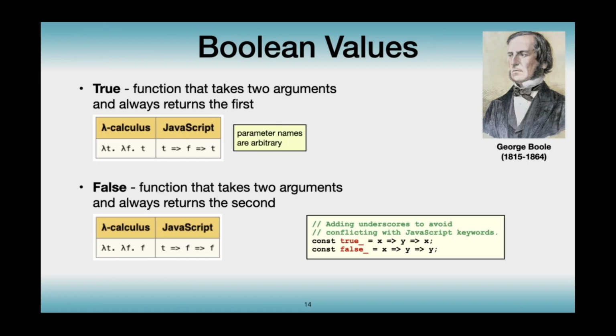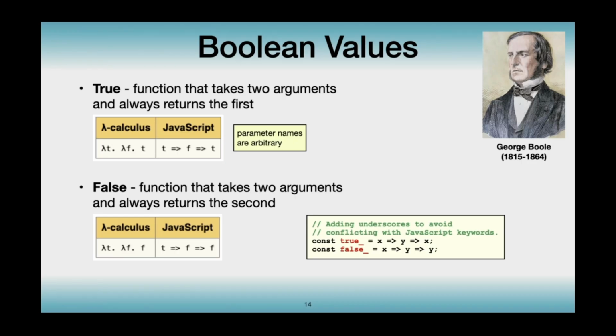no matter what I give it, it always returns the first one. Now, I named these T and F representing true and false, but it doesn't matter what I name them. The point is, here's a function that essentially takes 2 parameters and always returns the first one. And false is the opposite, takes 2 parameters, it always returns the second one.